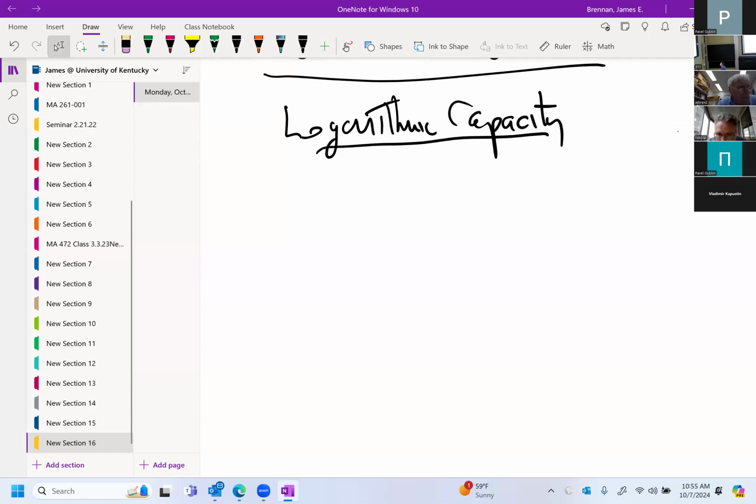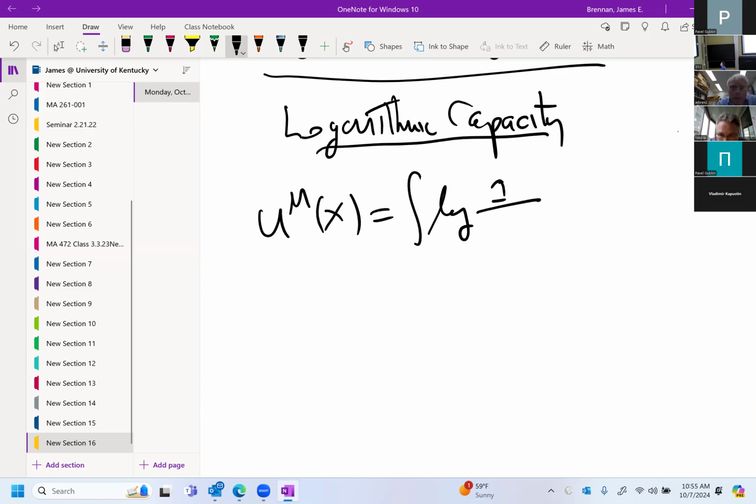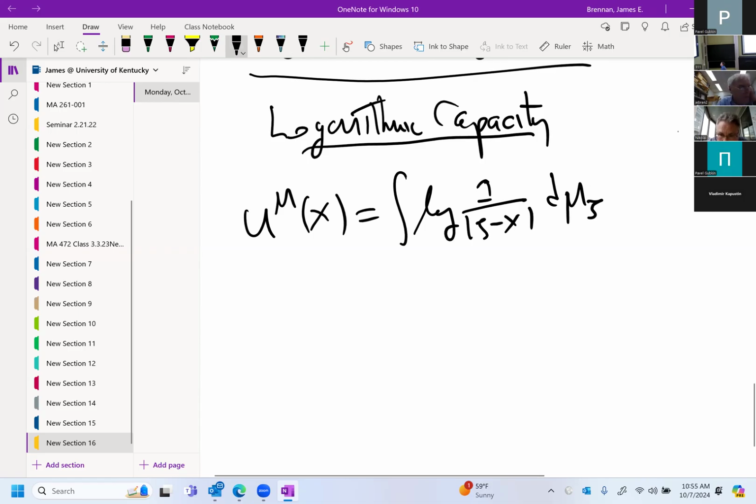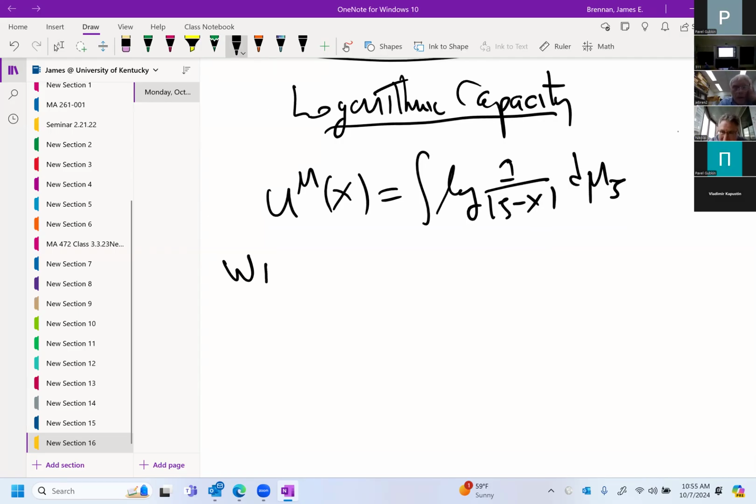Now I'm going to write U mu. This is a measure. And this, by definition, is the integral of log 1 over absolute value of zeta minus x, d mu zeta. Okay, this is the logarithmic potential of a measure mu. And then I'm going to define the Wiener capacity.